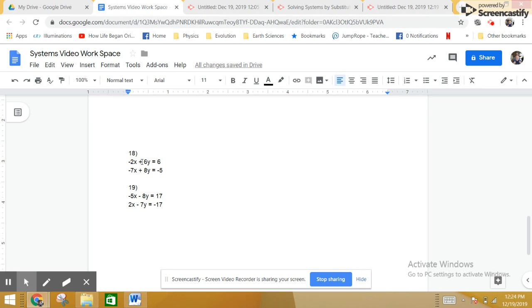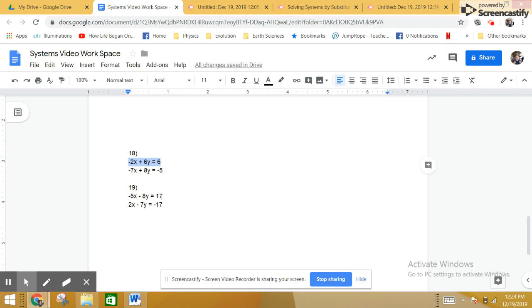This one, I'd be dividing things by 6, and I can tell that even though the 6 will reduce, I'll still end up with thirds. So let's see if I can avoid that. If I use this, though, this negative 2x should be reasonably easy to isolate. So I'm going to isolate that.